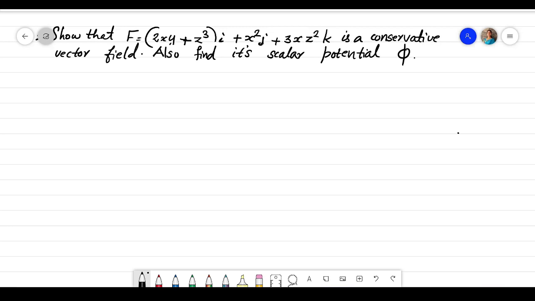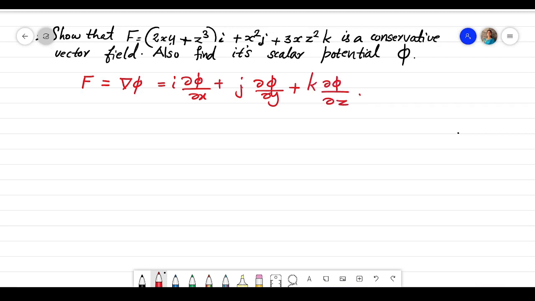What is meant by a conservative vector field? We know a vector field F is conservative if F is equal to del phi. Now, what is del phi? Del phi means i times ∂φ/∂x plus j times ∂φ/∂y plus k times ∂φ/∂z.